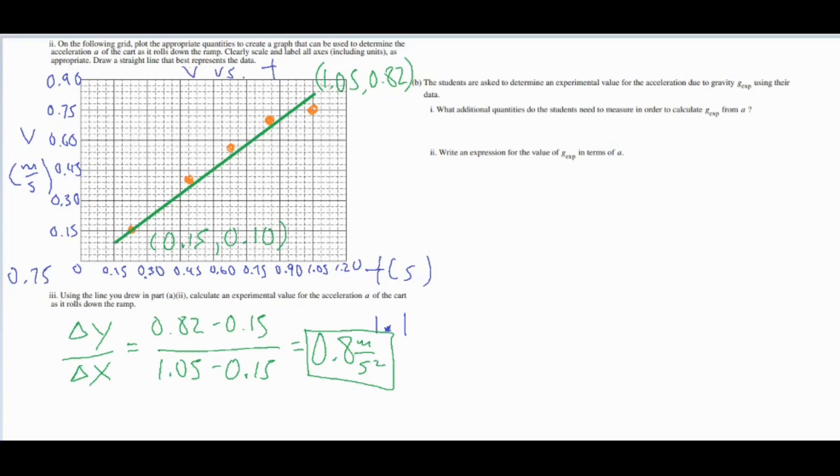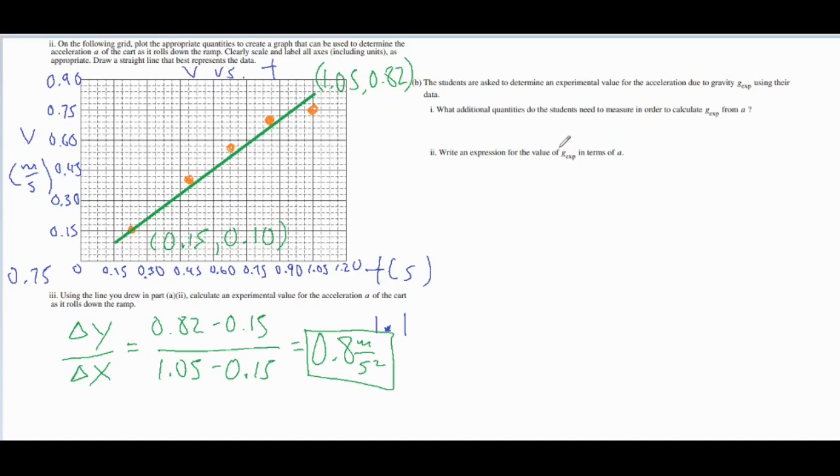All right, so moving on to the next part, the students are asked to determine an experimental value for the acceleration due to gravity using their data, and then what additional quantities do the students need to measure in order to calculate g from a, and write an expression for the value of g in terms of a. Now, to me, it seems a little bit more intuitive to solve the second part first, so I'm just going to go ahead and do that.